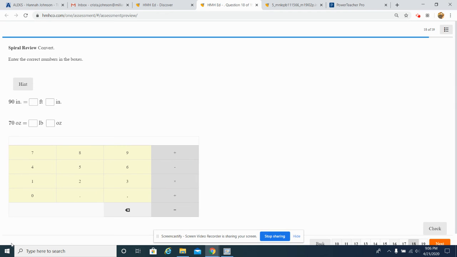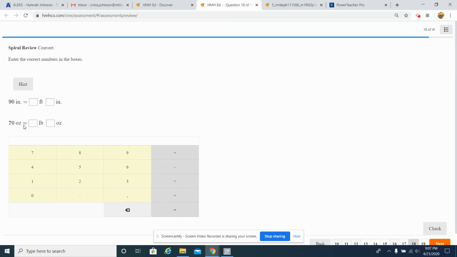We spent the last couple chapters converting, okay? So it's got inches, feet, and inches. So we know that's probably not going to convert equally. So how many inches in a foot? We want to make it to feet, so we're going to divide by 12. Well, 12 times 7 is 84, and 90 minus 84 is 6. So remember, our quotient up here is the feet. Our remainder is the inches.